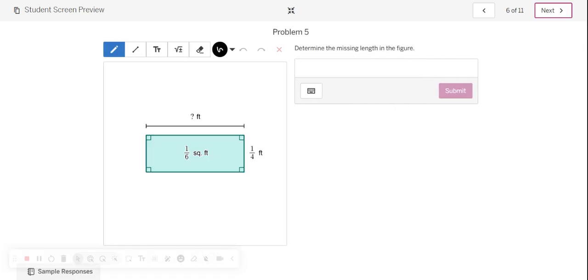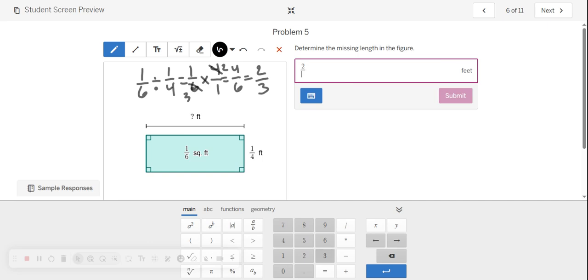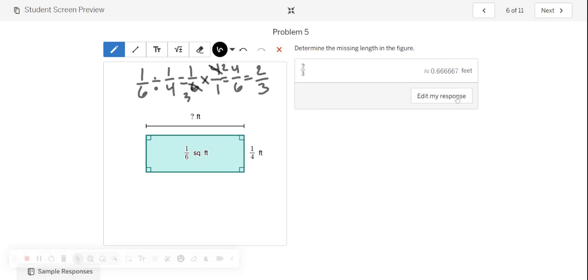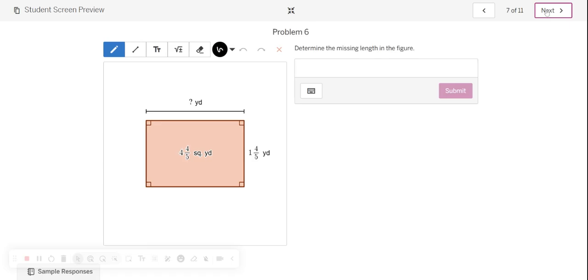Missing length, here we go, 1/6 divided by 1/4. Can't divide straight across, so take a look at the right hand side, flip it over, and then you multiply. I get 4/6, which would be fine, but that'll simplify to be 2/3. I could have simplified here and here. Divide by 2, I get 2. Divide by 2, I get 3. 2/3. Oh, there we go. You guys will love that one.